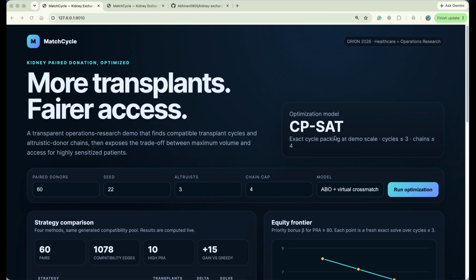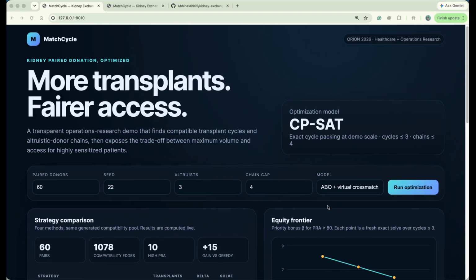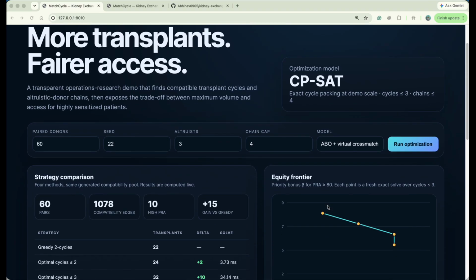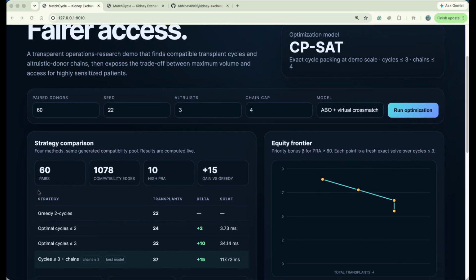And one detail changed everything. A pair only enters this pool if direct donation would have failed. Real pools are full of hard cases, because the easy pairs already transplanted and left. Modeling that made the problem sparser, harder, and much more realistic.